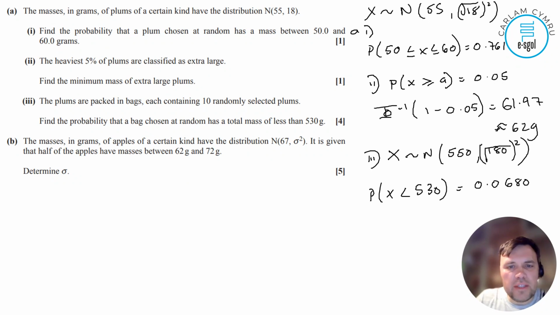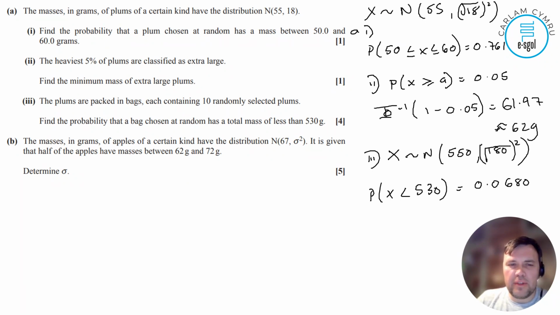For the next part, we're going to use, like we did with the second slide, the inverse, because we're looking for the standard deviation. So we're going to have to normalize this because we have no idea what that could be. So the mass in grams of apples of a certain kind have the distribution of a mean of 67, standard deviation unknown. It is given that half of the apples have a mass between 62 and 72 grams.